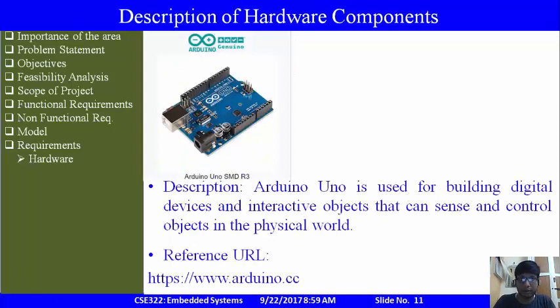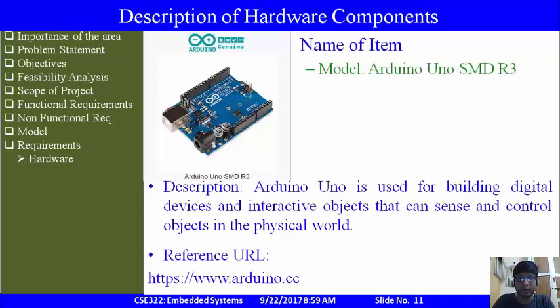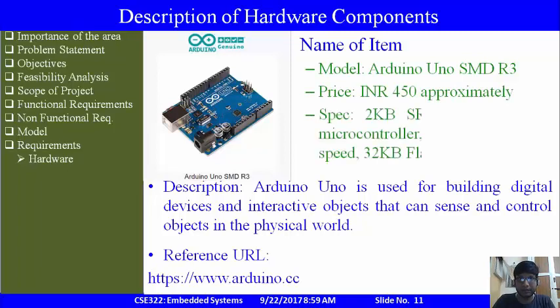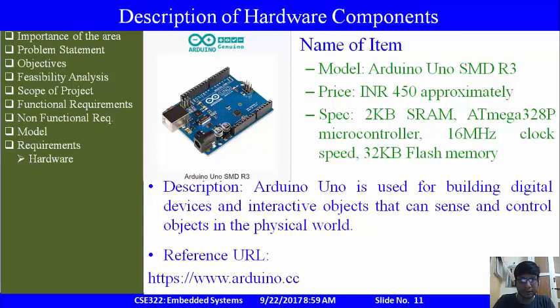Now we have the description of the hardware components. The first one is the name of the item, model Arduino UNO SMD R3. The price is approximately 450 Indian rupees. The specs are 2 KB SRAM, ATmega328P microcontroller, 16 megahertz clock speed, and 32 KB flash memory. The description: Arduino UNO is used for building digital devices and interactive objects that can sense and control objects in the physical world.